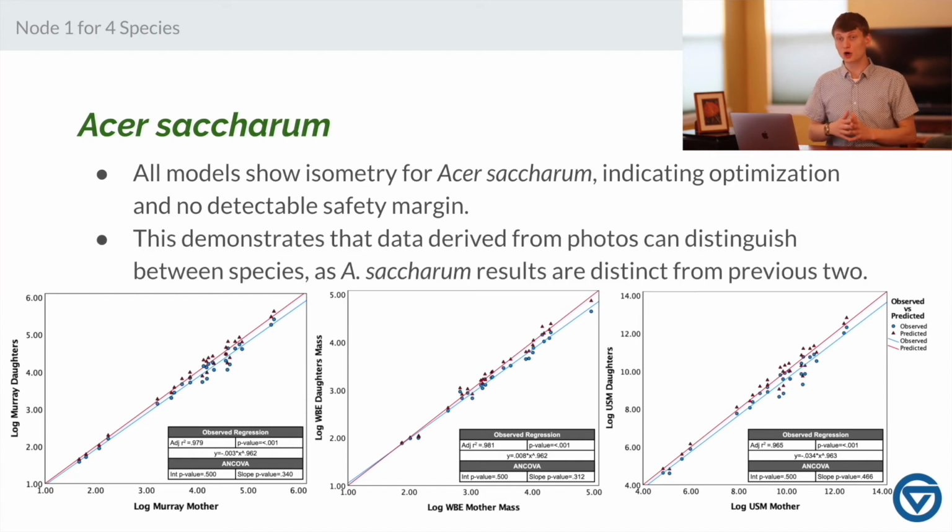And what I really want to hammer home here is that this demonstrates that the data derived from photos can distinguish between species. It's not just telling the same story all the time, because these Acer sacrum results are distinct from the previous two, which really lends some credibility to the photographic method and shows that it has an ability to distinguish between species and give useful, interesting results.